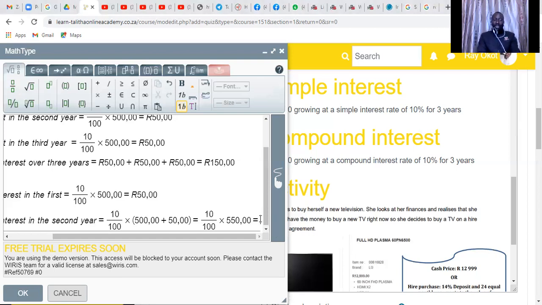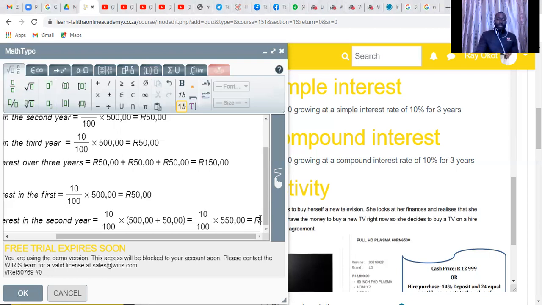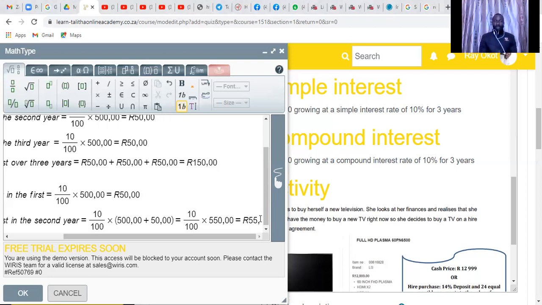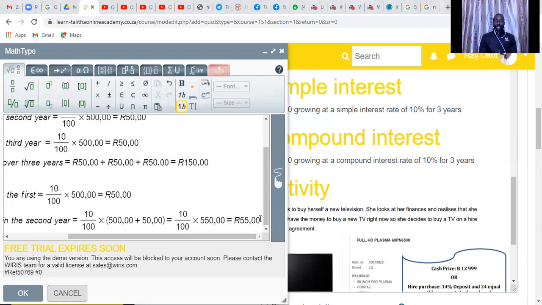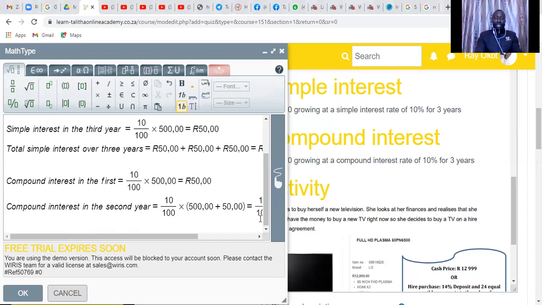So we write it down. This is 55. You see? So in the first year, it was 50. That is the interest. In the second year, it's now 55. What do we get in the third year? It's a compound interest.